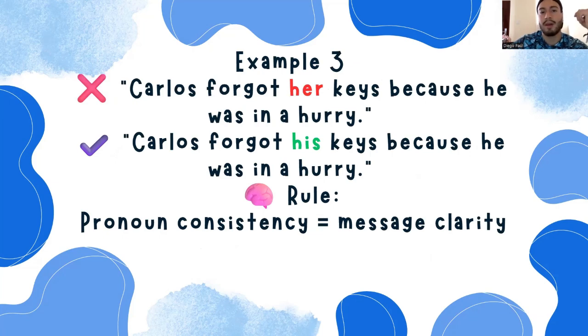Carlos forgot her keys because he went in a hurry. Carlos forgot his keys because he was in a hurry. So this example shows how mixing pronouns can confuse the listeners. Him and her cannot refer to the same person. Therefore, maintaining consistent gender agreement is essential to avoid miscommunication.